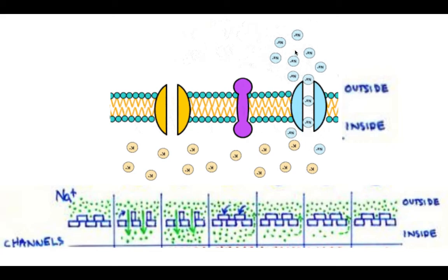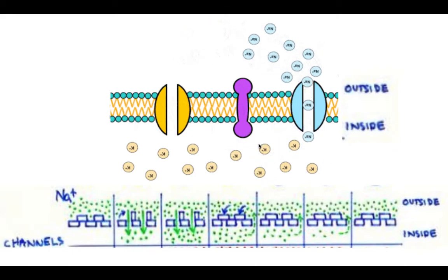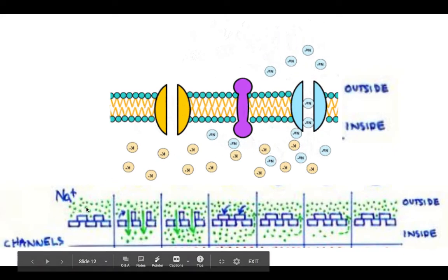So here's another depiction of that. We have sodium ions that were outside, but because this blue sodium channel opened, now the sodium ions can rush in, which makes the inside of the axon very, very positive. Okay, and here's another depiction of that at the bottom.